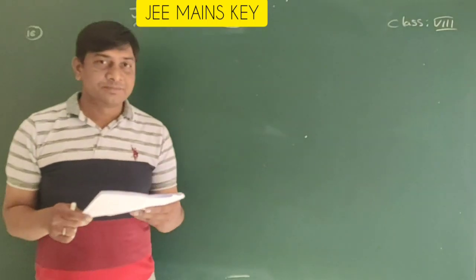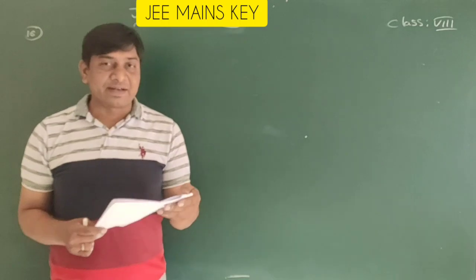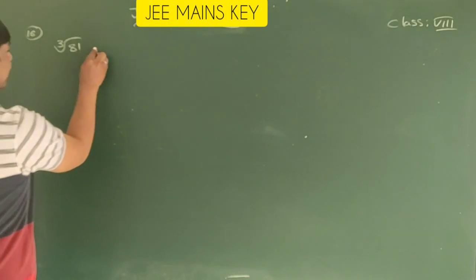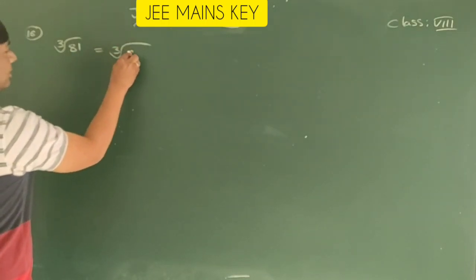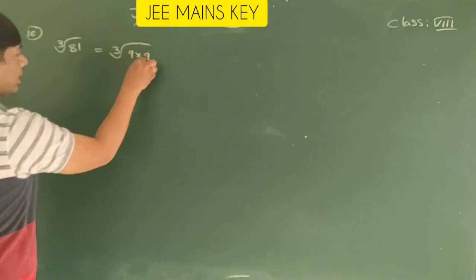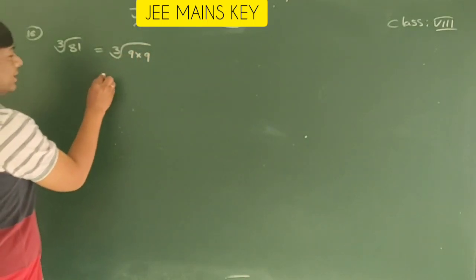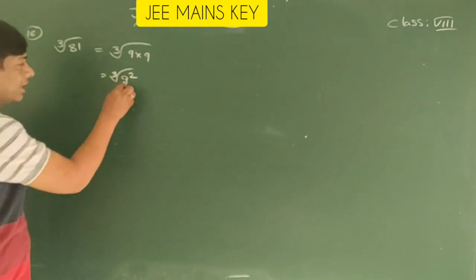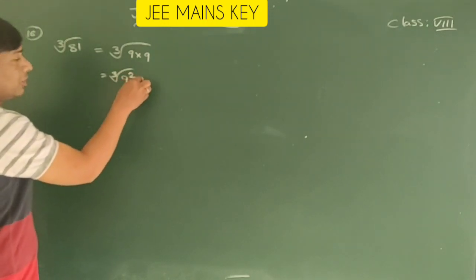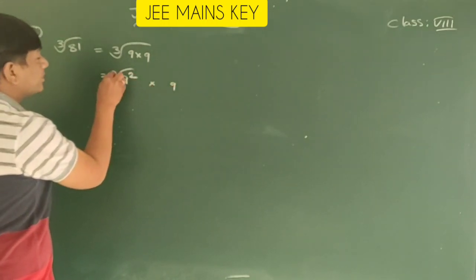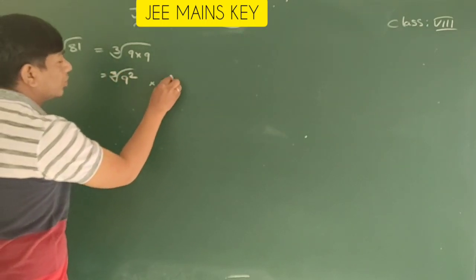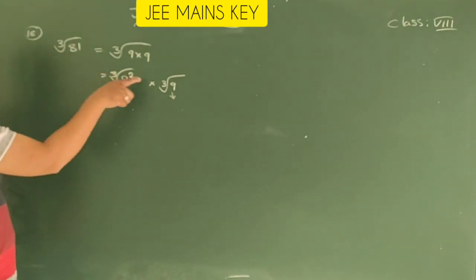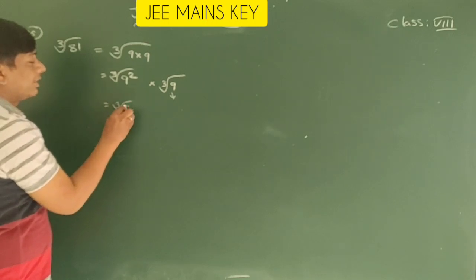Next, 16th question: the rationalizing factor of cube root of 81. Cube root of 81 can be written as cube root of 9 into 9, which means cube root of 9 square. Here the order of the root is 3, and 9 has power 2. So one more 9 is required with respect to the cube root of order 3. That means the rationalizing factor of the cube root of 81 is cube root of 9.